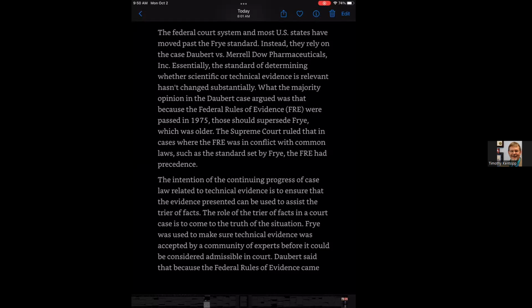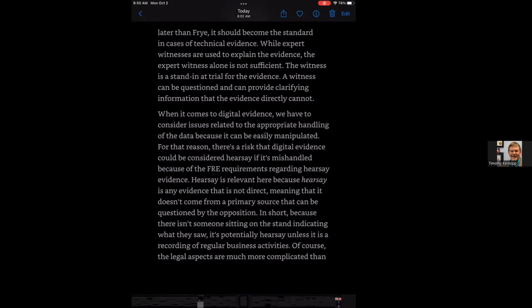So what's important to understand about Daubert and that case? Well, essentially, it's saying that when it comes to experts, experts have to explain the evidence, because the evidence can't speak for itself. So experts are explaining the evidence, they're interpreting the evidence. And the expert witness alone is not sufficient.